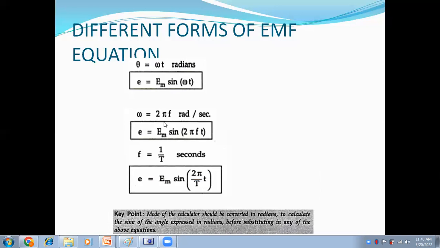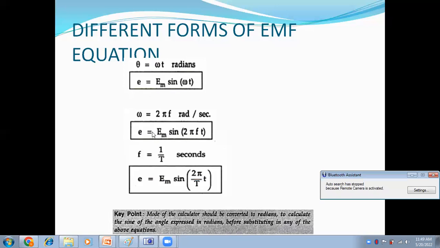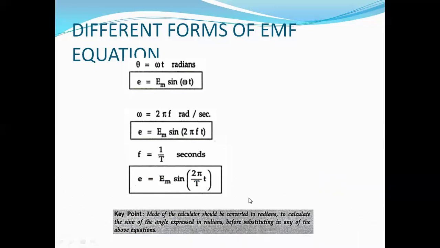So in this way, I can represent the EMF equation of an alternating quantity in different ways, that is, E is equal to Em sine theta, or E is equal to Em sine omega t, or E is equal to Em sine 2 pi f t, or E is equal to Em sine 2 pi t by T. The point you should remember is that whenever you calculate different quantities related to this equation, the mode of the calculator should be set to radians to calculate the sine of the angle expressed in radians before substituting in any of the above equations. So remember this point.